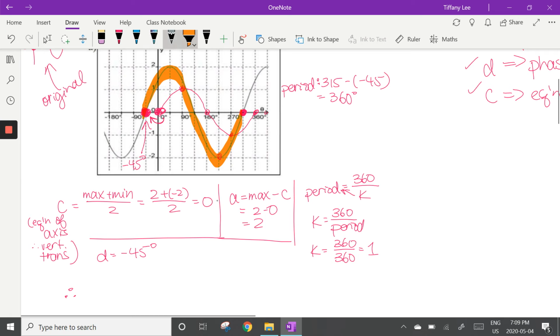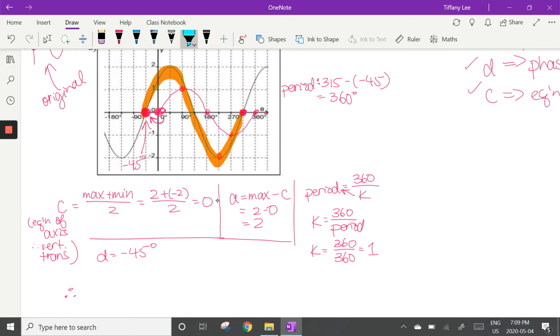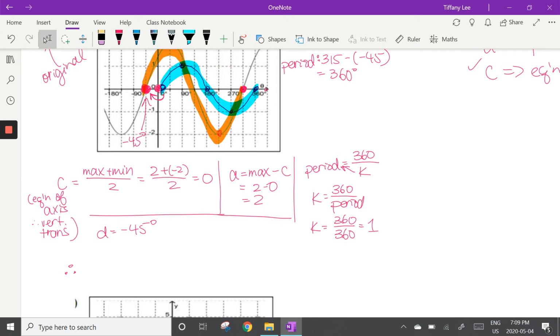So therefore, right, we looked at this as a sine graph. We compare this orange one to our original. I'll just make that in blue. Our original sine graph looks like that. So my transformed function then, we just solved for our C, A, K, and D. We just need to plug it in.